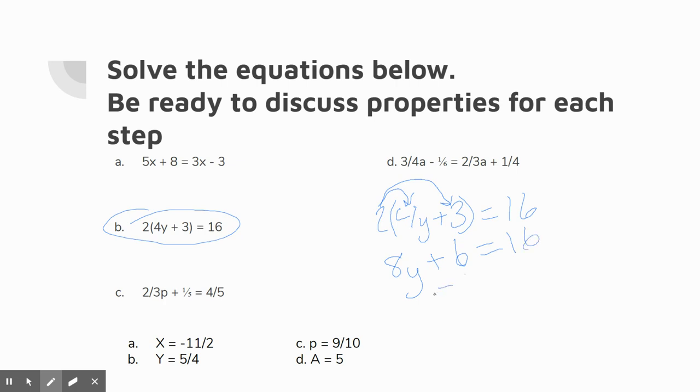And then I'm going to use the subtraction property of equality, and I'm going to subtract 6 on both sides. I've got 8y on the left, and then I have 10 on the right. Now the last thing I'm doing is dividing by 8 on both sides. Y equals 10 eighths. But this is a fraction that can be simplified because the top and bottom are both divisible by 2. So it's actually y equals 5 fourths. Okay?